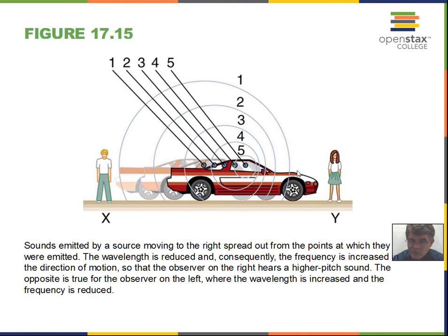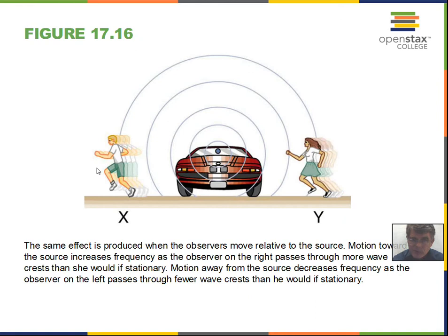Different picture here. Suppose the observers are moving. The car's at rest and the observers are running. Observer Y running towards the car, observer X running away from the car. This observer is going to hear more high pressure indications per second, a higher frequency. And the person over here is going to hear a lower frequency. Again, with approach of the source and the detector, we're going to get a higher frequency effect, and here, with the receiver moving away from the source, we're going to get a lower frequency. There are going to be fewer peaks per second across this eardrum.